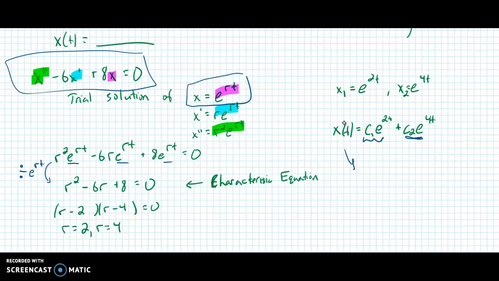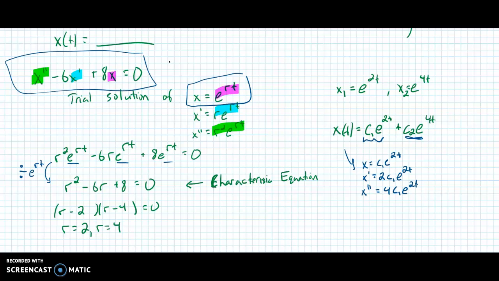So notice, I've got x double prime, x prime, and x. So let me take x equal to c1 e to the 2t. What's x prime? x prime is 2c1 e to the 2t. What's x double prime? Well, that is 4c1 e to the 2t. Just some chain rule.